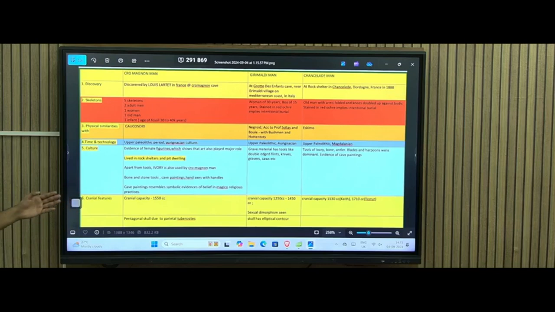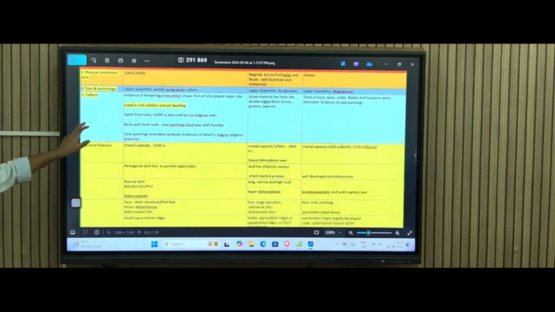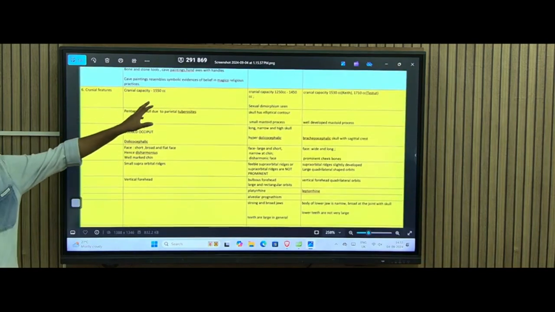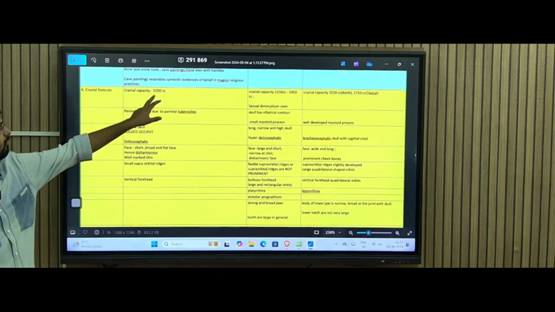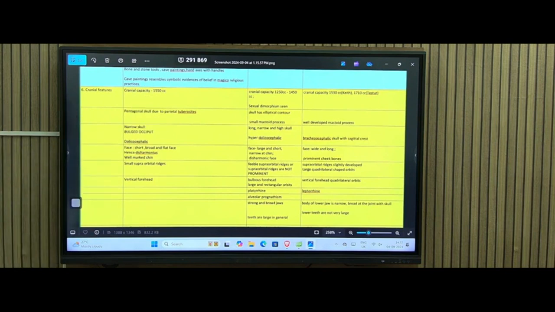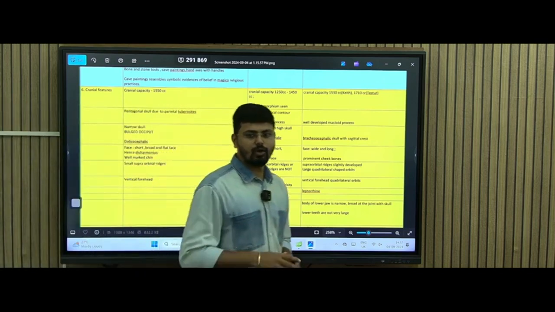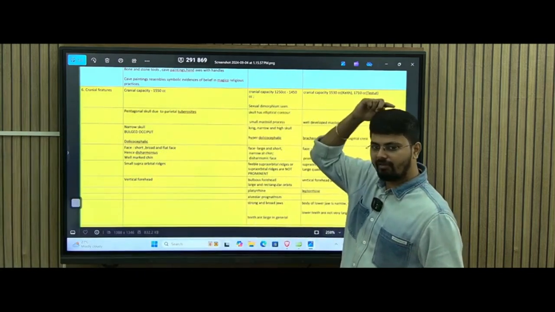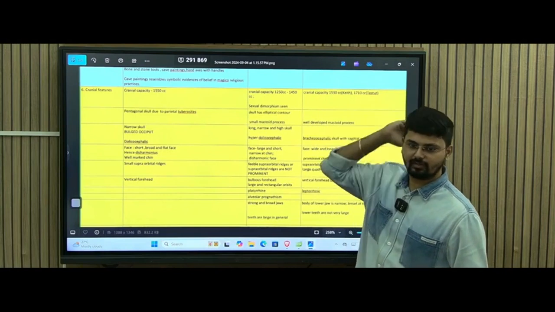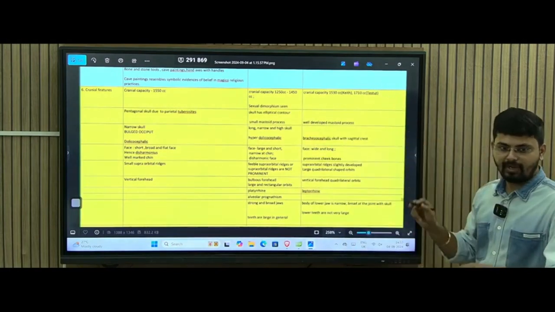Then bone and stone tools, cave paintings, hand axes and handles have been noticed, and from the figurines it can be understood that some kind of magico-religious practices might have been present. So this is with respect to cultural features. And then you have cranial features: the skull has a cranial capacity of 1550 cc, and it is a pentagonal skull. Pentagonal skull means you can notice 5 notches, like when you draw a pentagon.